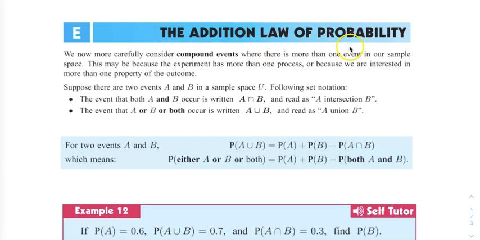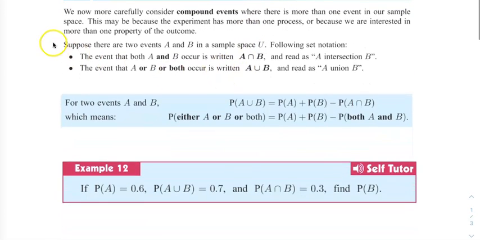The addition law of probability. In this lesson, we're going to talk about compound events. That's when you have more than one event occurring. So when that happens, suppose there are two events, A and B, in the sample space of the universe U. The following set notation holds.